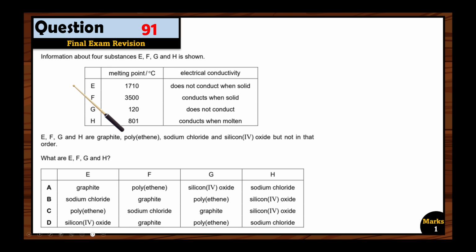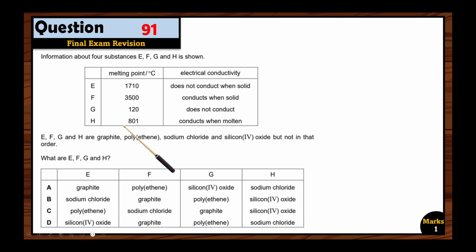Okay, question 91, information about four substances E, F, G, and H is shown over here. So now what are E, F, G, and H? Now let's see the melting points. Two have very high melting points, right? And two have, okay, three. G has a lower melting point.